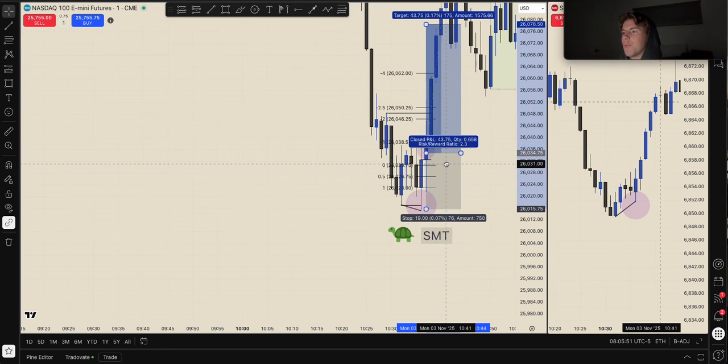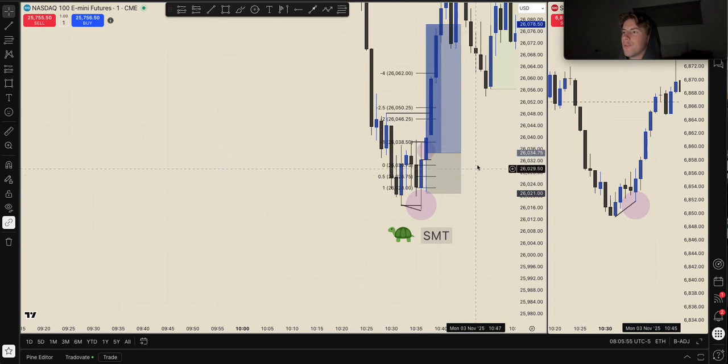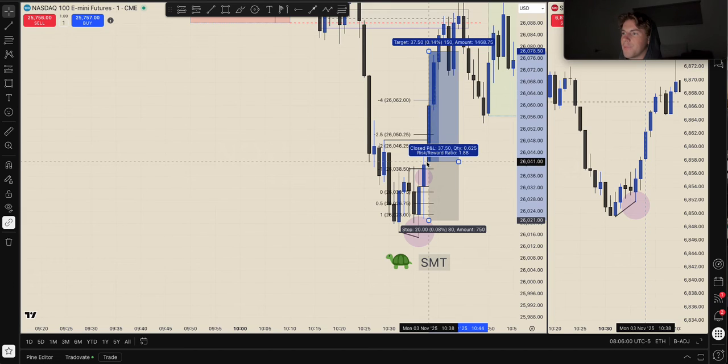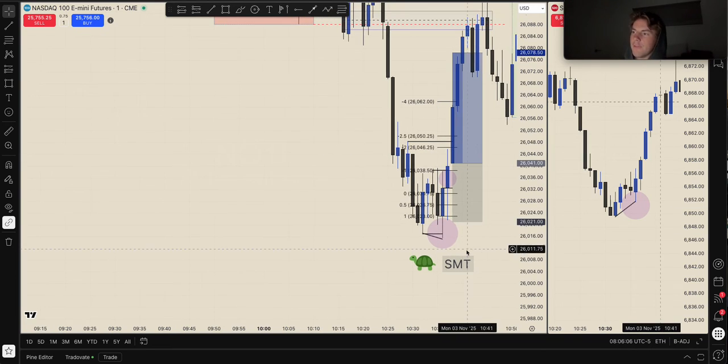You can even enter it somewhere here. If you see it wicking and then coming back up, you can enter it there. Super good stop then. But if you want to really play it smart, then just enter as soon as it closes. As soon as you see the seconds come up and down here, boom, enter, okay?